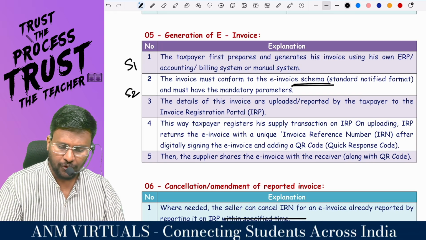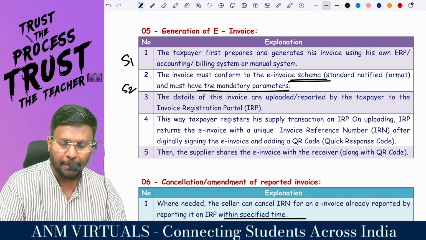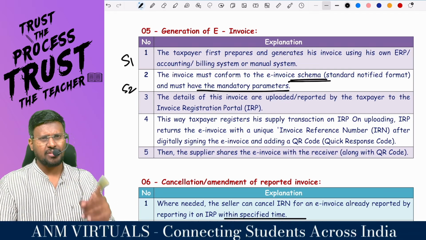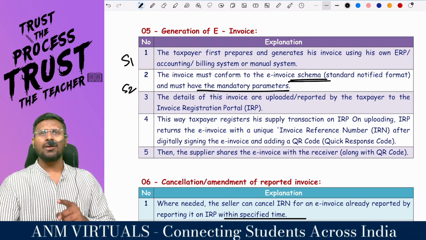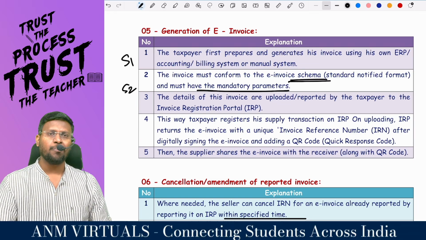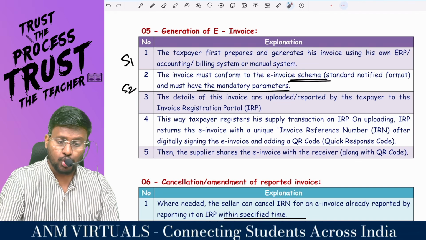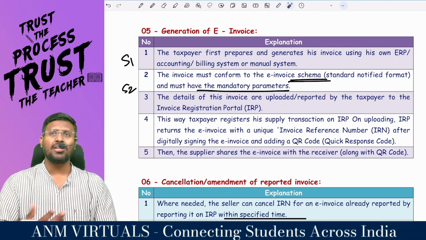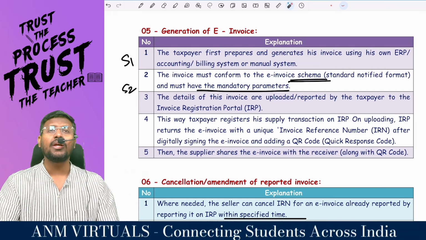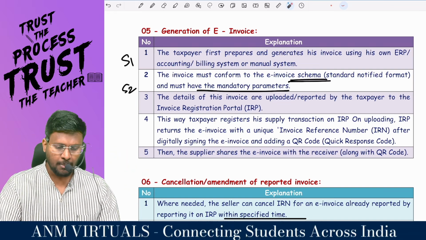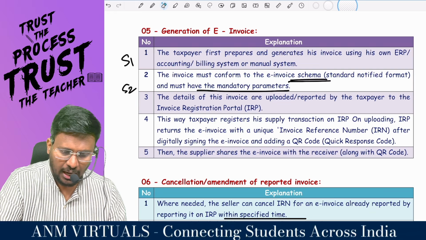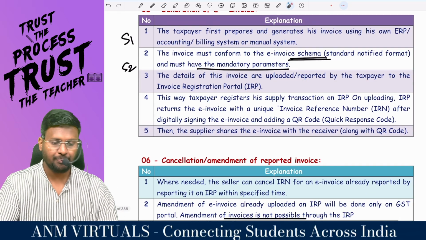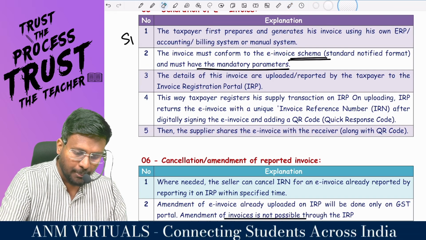That is the standard notified format and must have what parameters? Mandatory parameters. That is e-invoice schema, sir. First of all, you have to prepare the invoice and upload it. But the invoice you are preparing should not be your will and wish. We already gave a schema. The format in which you have to prepare, in that format only you are supposed to prepare. The details of this invoice are uploaded or reported by the taxpayer to the IRP. What is IRP? This is what step number 2 is all about.